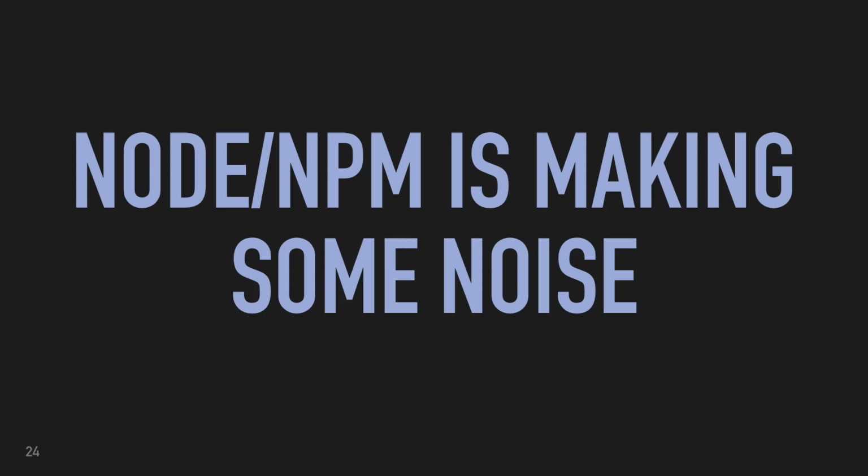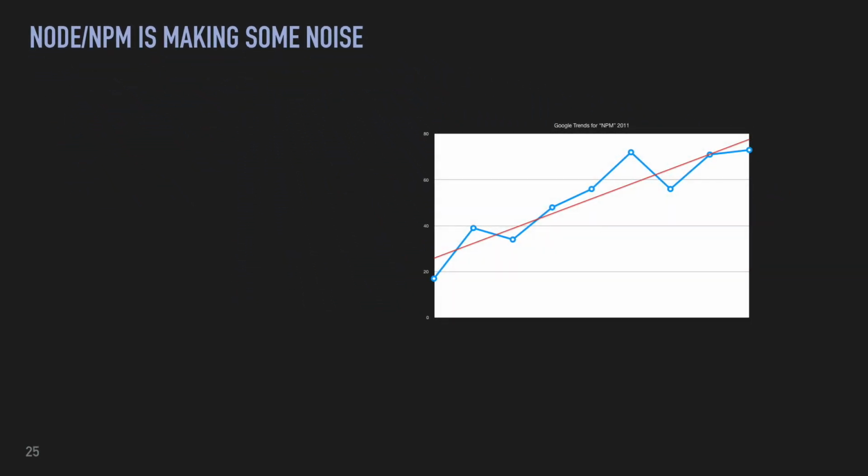It's about 2012 now, and NPM and Node are making some noise. This is according to Google in 2011, and it kind of shows you the trend of NPM and Node. You can see it continues going up. So JavaScript is really making some noise in the web world, right? And Billy is listening. He's hearing them out, paying attention.